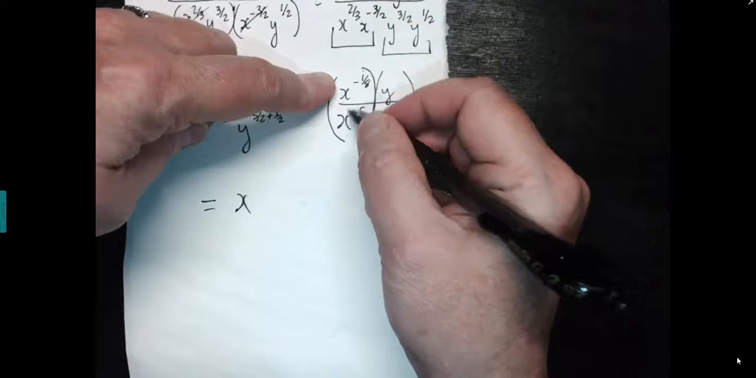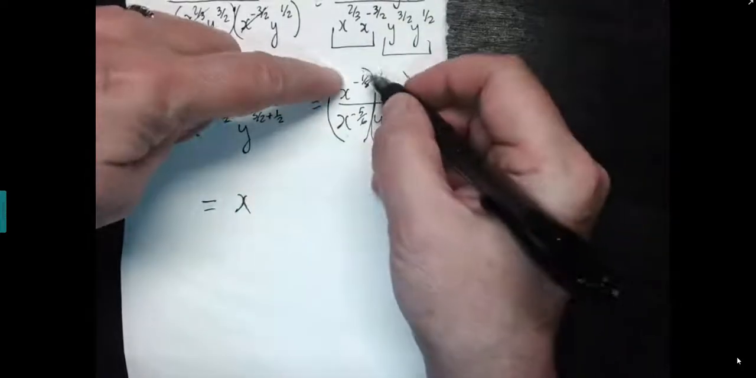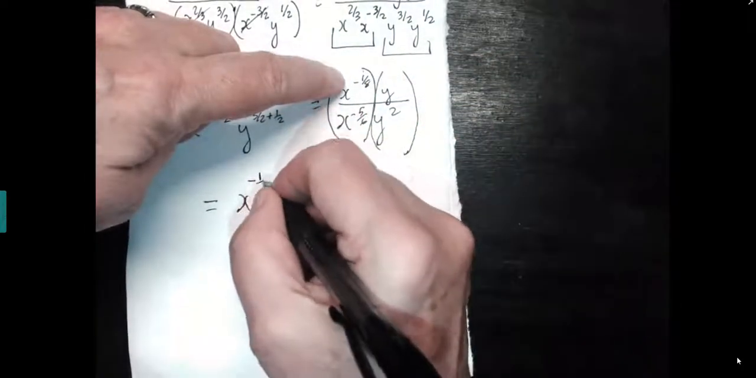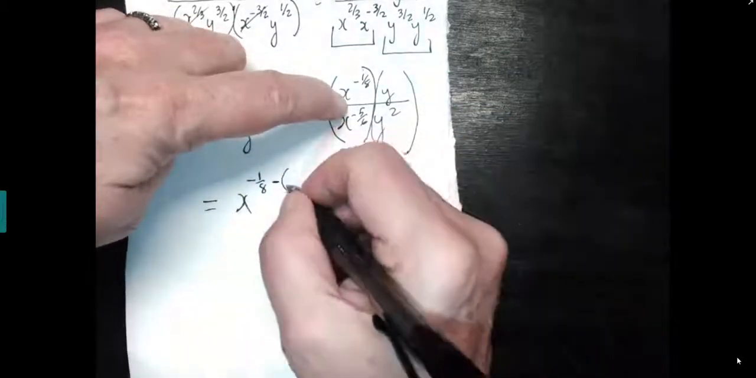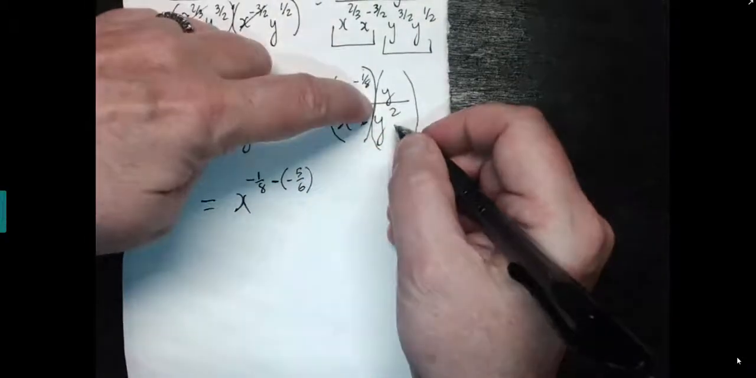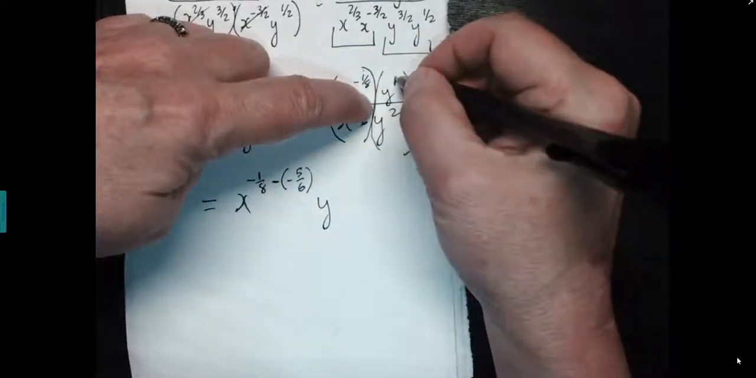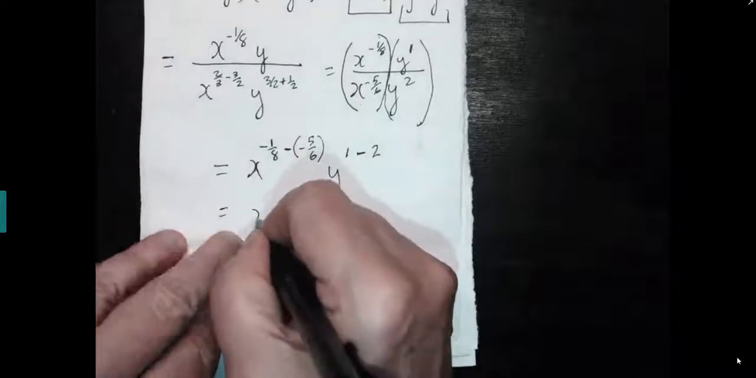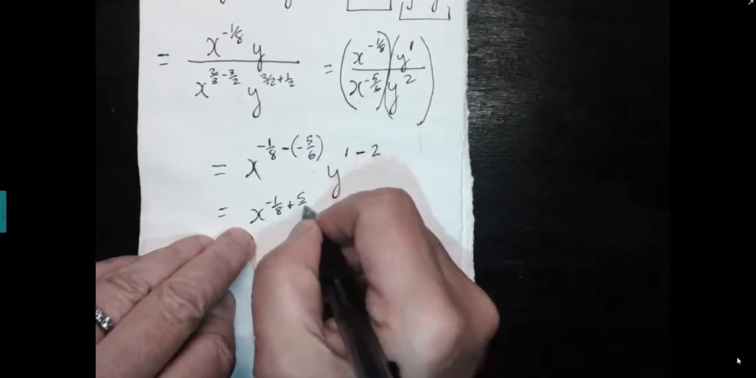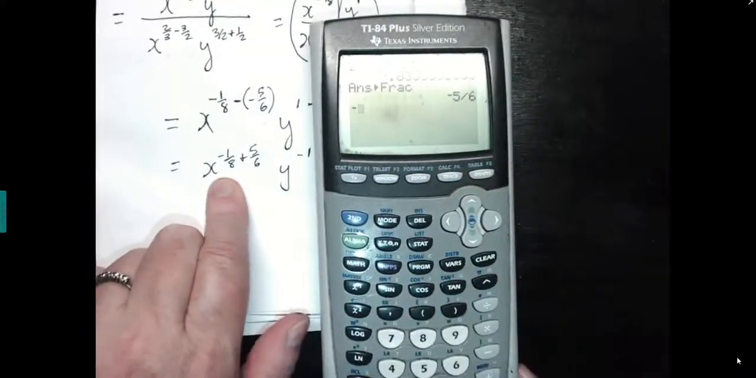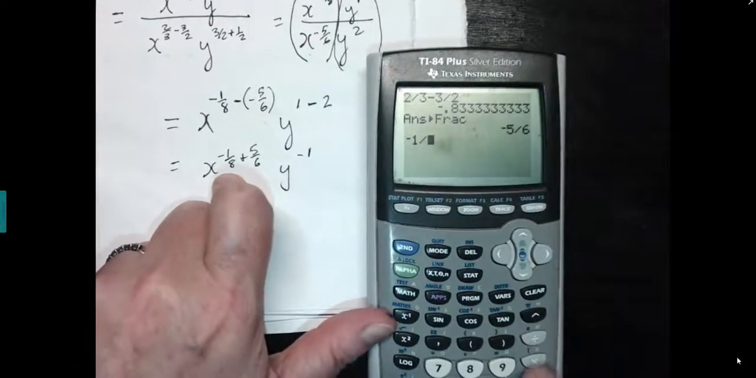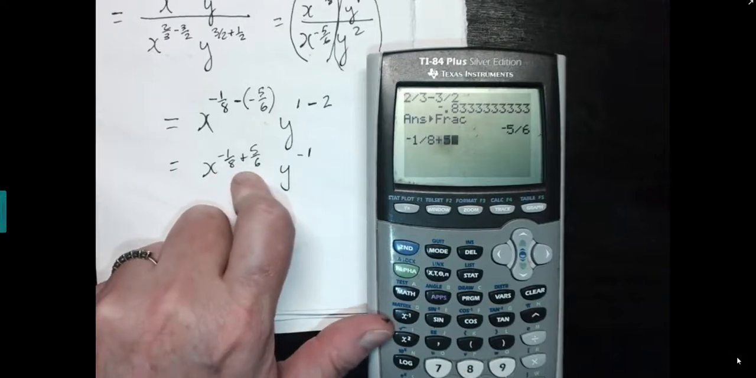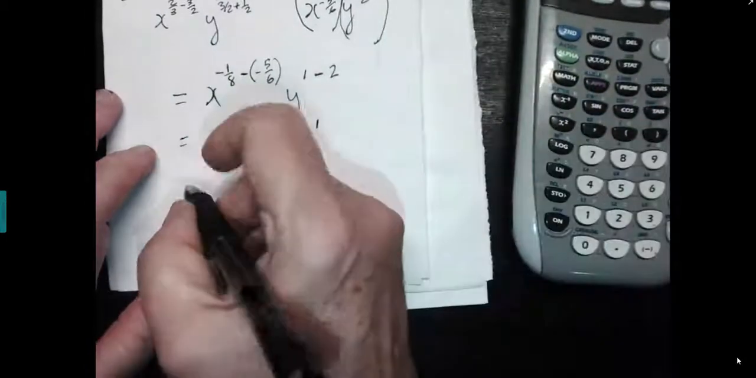So this has the same base, x, and it's going to be x to the power of the exponent in the numerator minus the exponent in the denominator. And this one's going to be y to the power of the exponent in the numerator minus the exponent in the denominator. So that'll be plus 5/6. And I can do that, negative 1/8 plus 5/6, enter, then math, enter, enter. So 17/24.